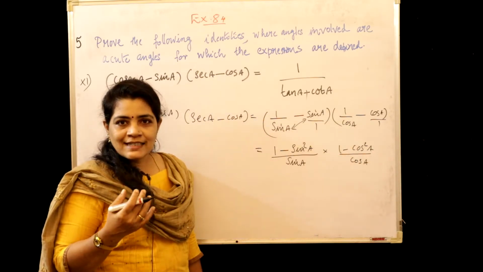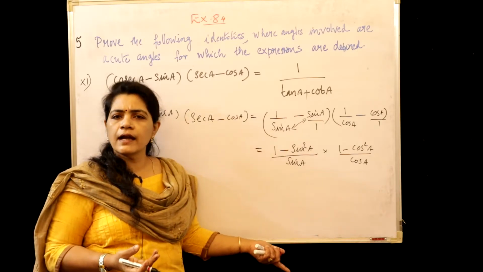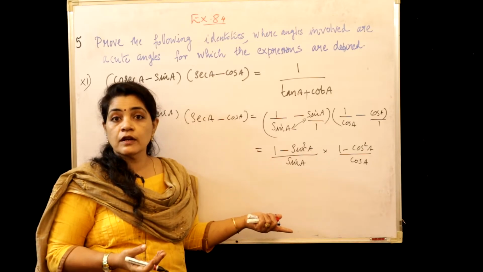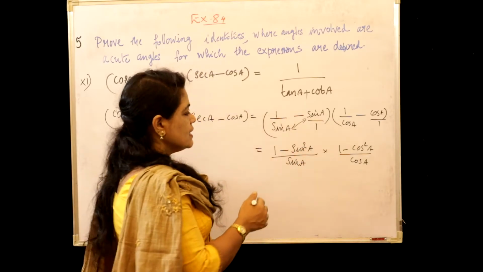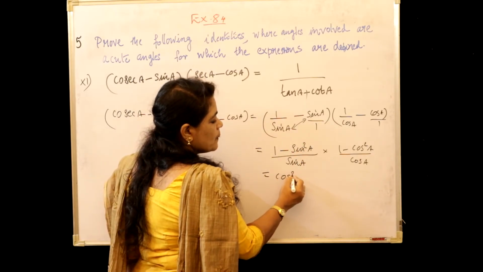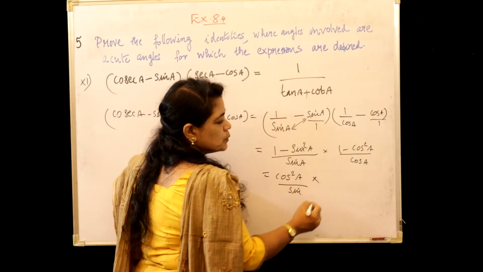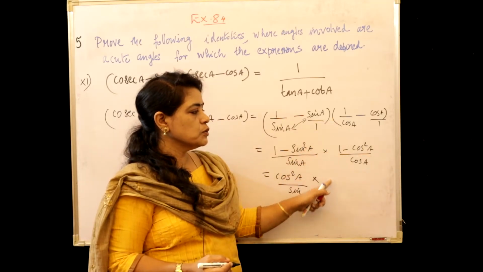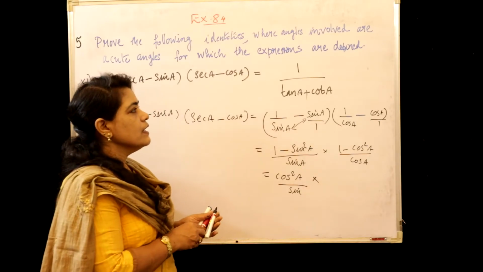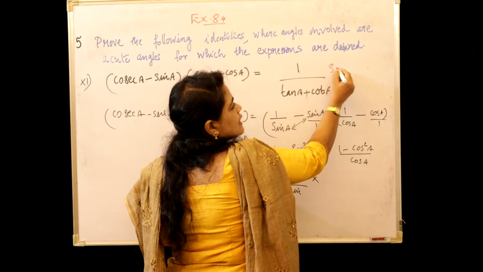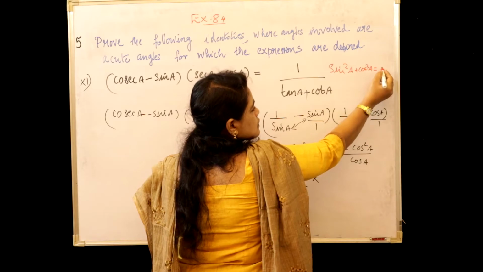Now I think almost you are getting the idea how the next step can be written. Okay, so 1 minus sin square A, by identity 1, that is sin square A plus cos square A equal to 1. So 1 minus sin square A is cos square A, isn't it? That is cos square A divided by sin A, into, here also, 1 minus cos square, the same identity. Children, in both cases we are using the same identity, that is sin square A plus cos square A equal to 1.